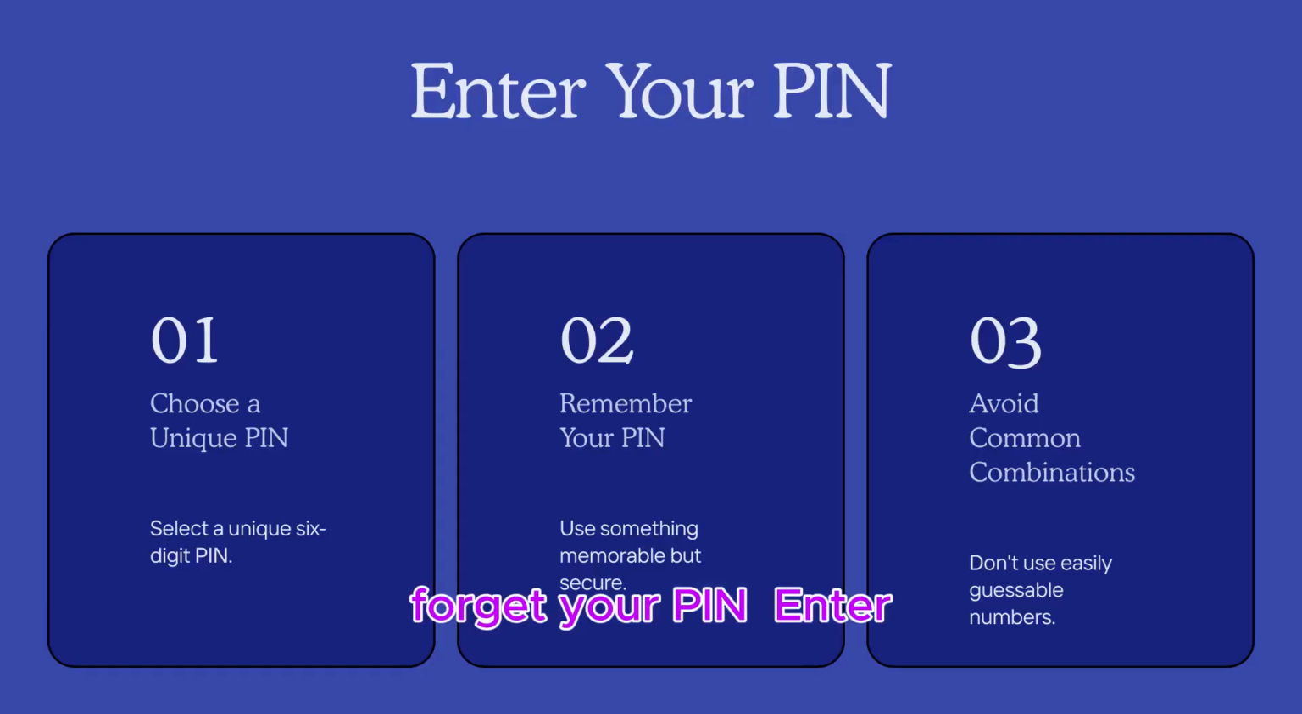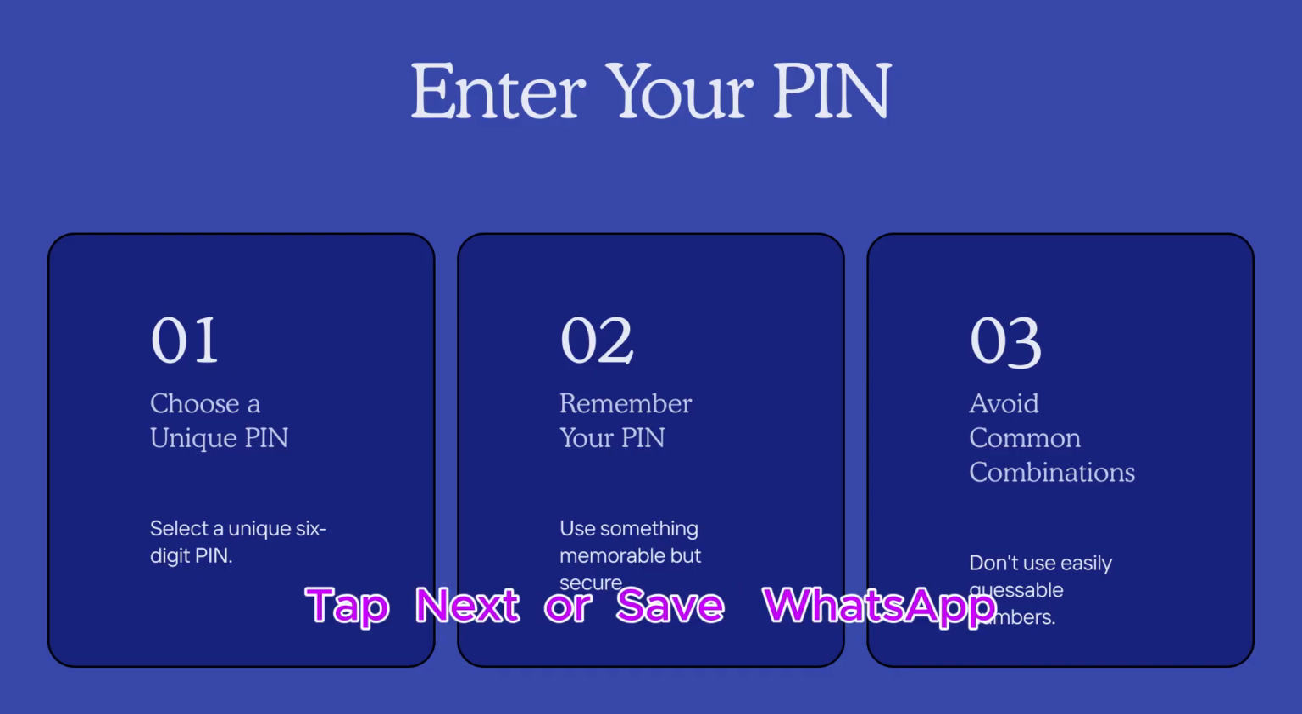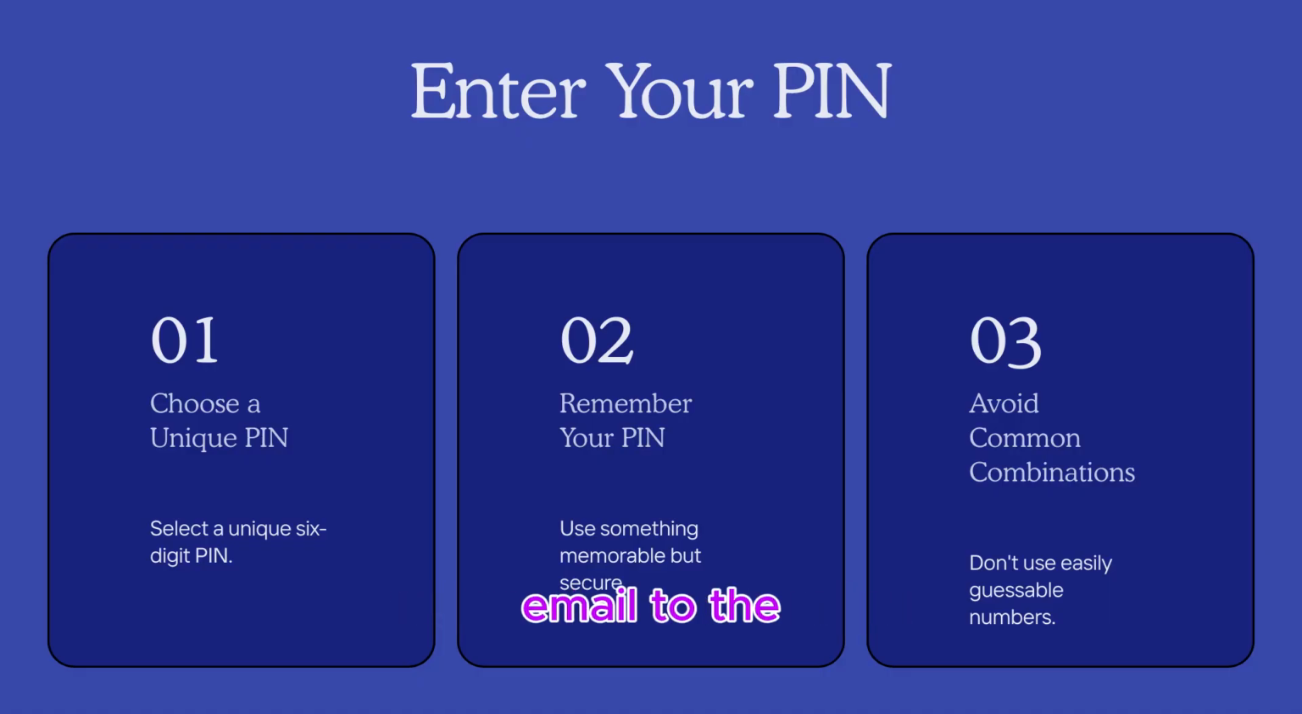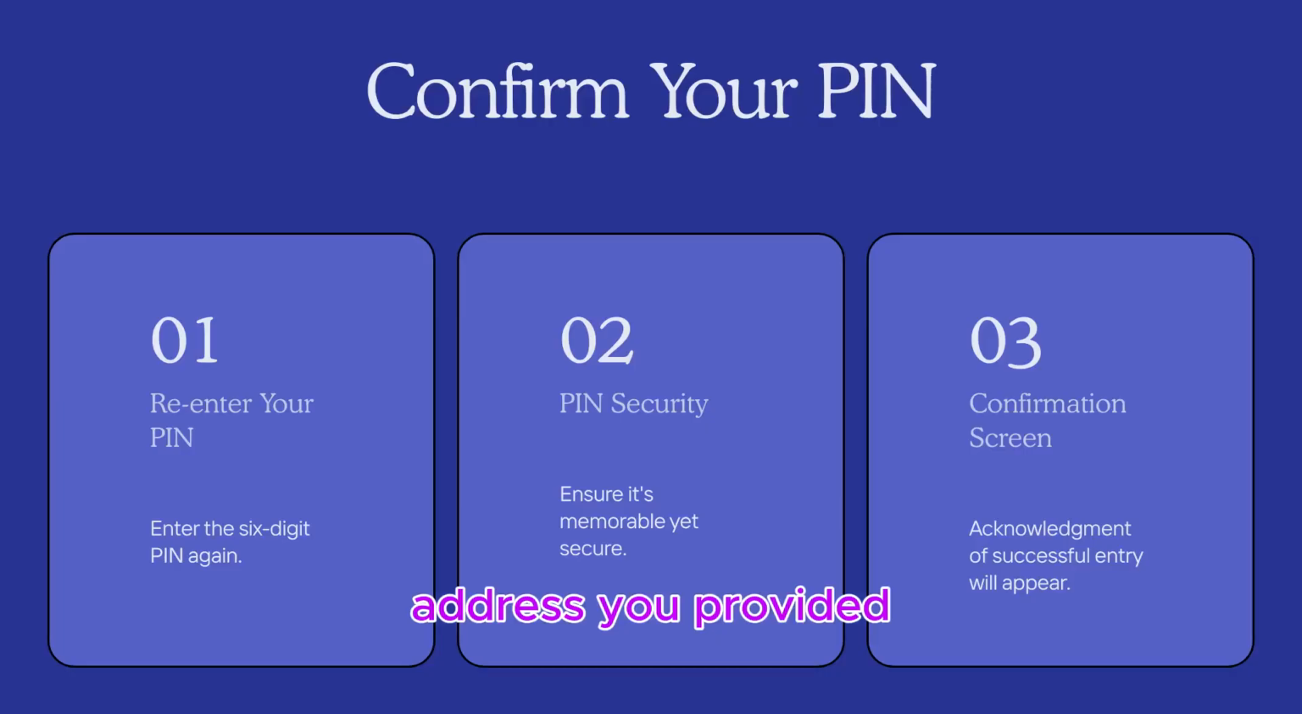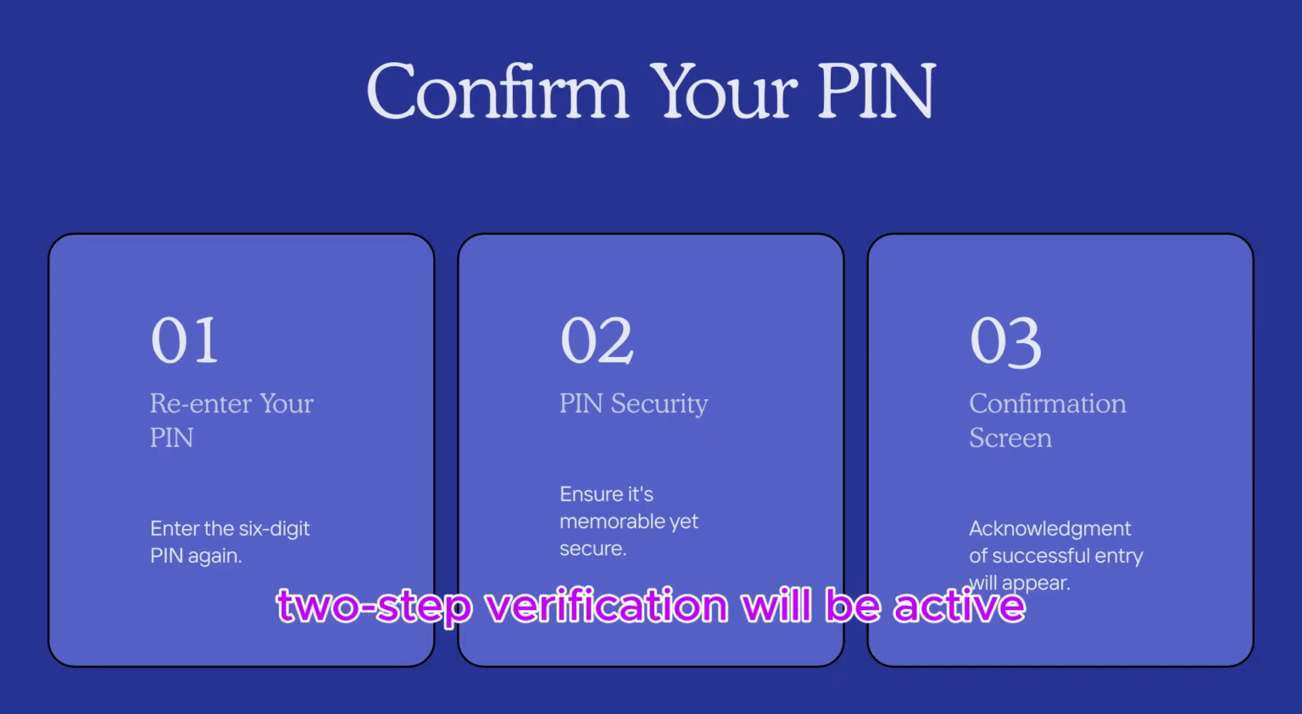If you forget your PIN, enter your email address and confirm it. Tap Next or Save. WhatsApp will send a confirmation email to the address you provided. You can tap the link in that email to verify it. Once set up, two-step verification will be active.